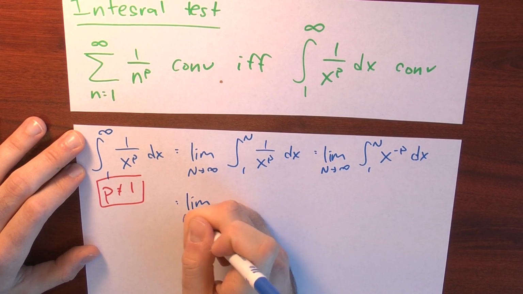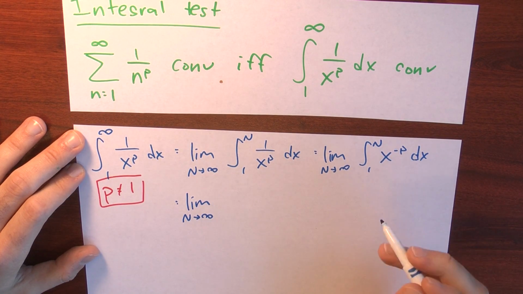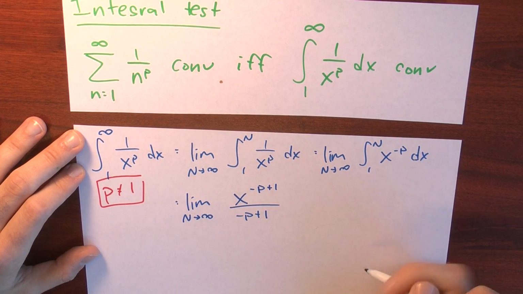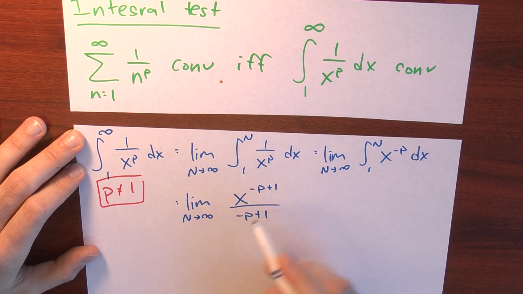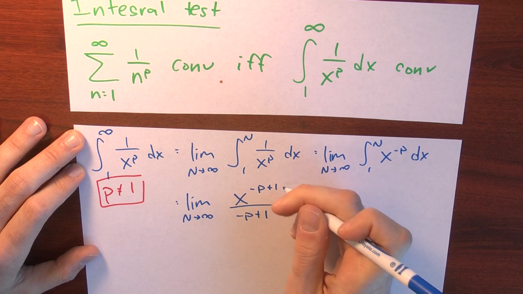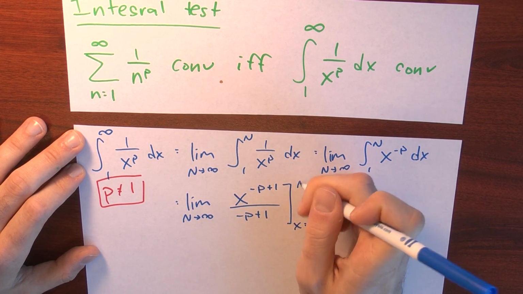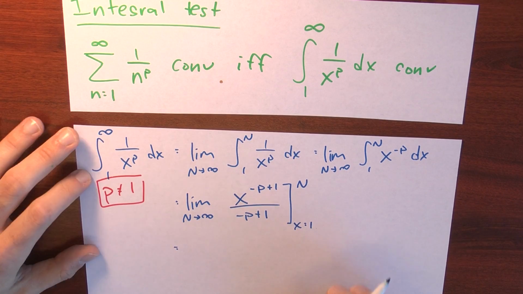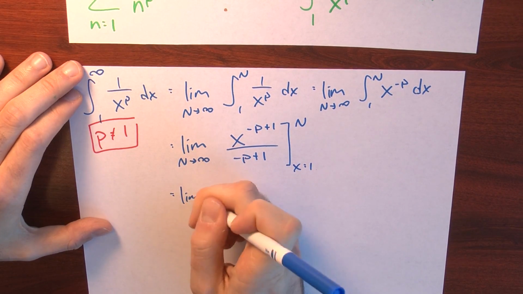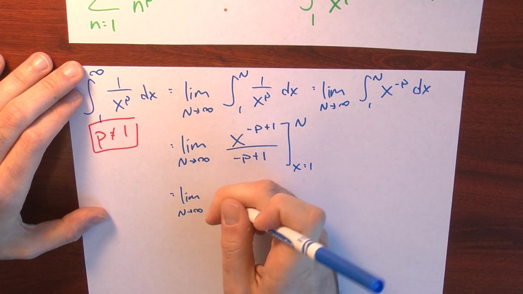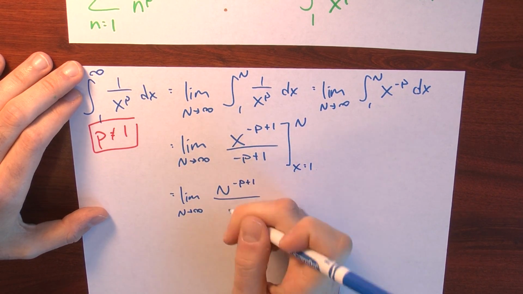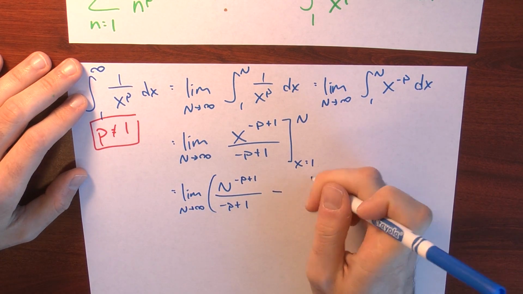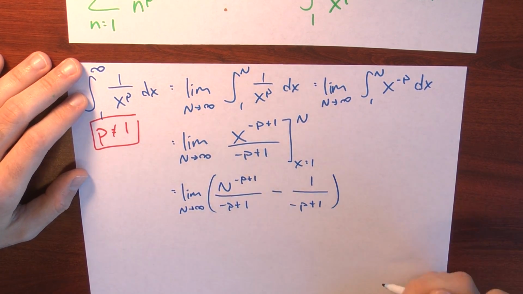So this is the limit, n goes to infinity. What's an antiderivative of x to the minus p? x to the minus p plus 1 over minus p plus 1. Add 1 to that exponent, and I divide by that same quantity. And I'm evaluating this from 1 to n. So now I just got to plug in n and plug in 1 and take the difference. So this is the limit, as n goes to infinity, of n to the minus p plus 1 over minus p plus 1, minus what I get when I plug in 1, which is 1 over minus p plus 1.